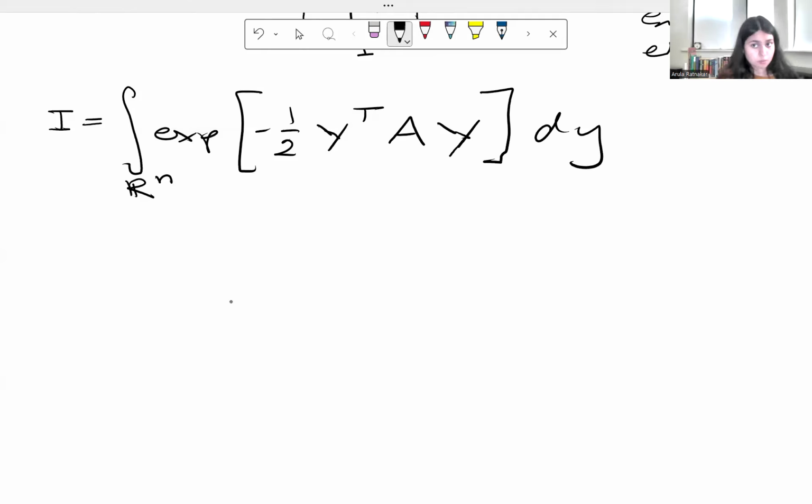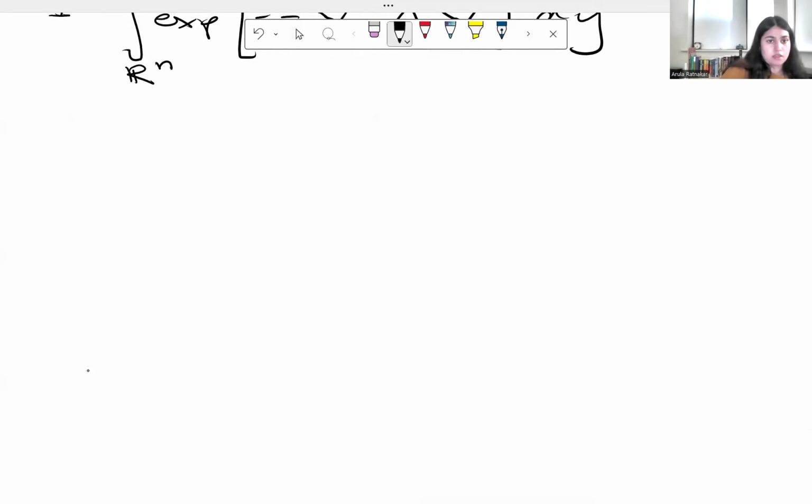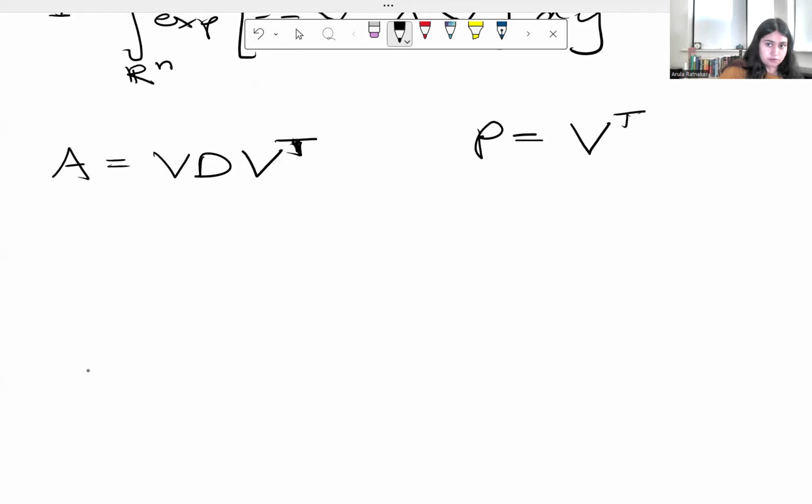We're going to do one more change of variables in a moment. Since A is equal to V D V transpose, I'm going to define a new variable P and make P equal to V transpose Y.